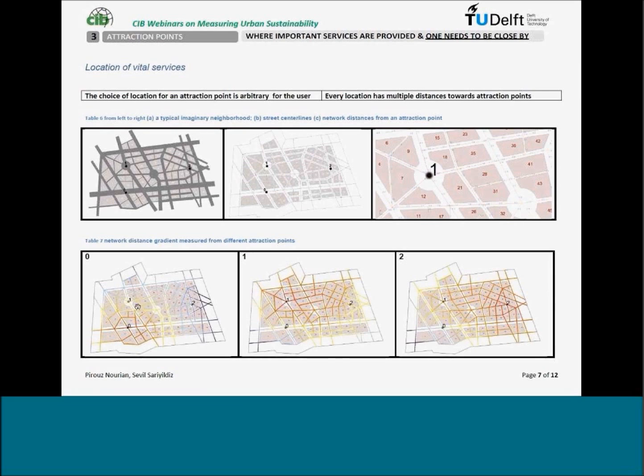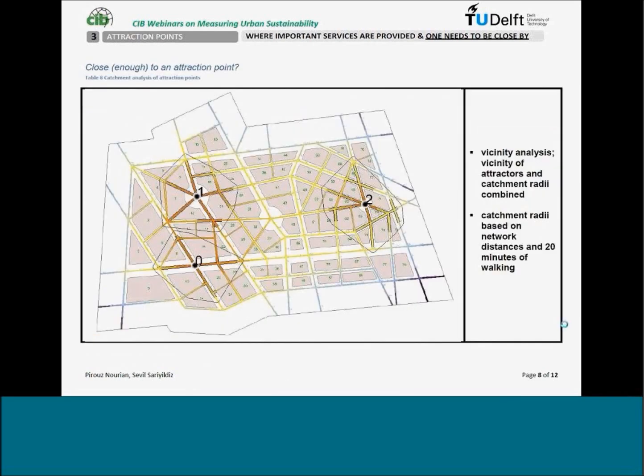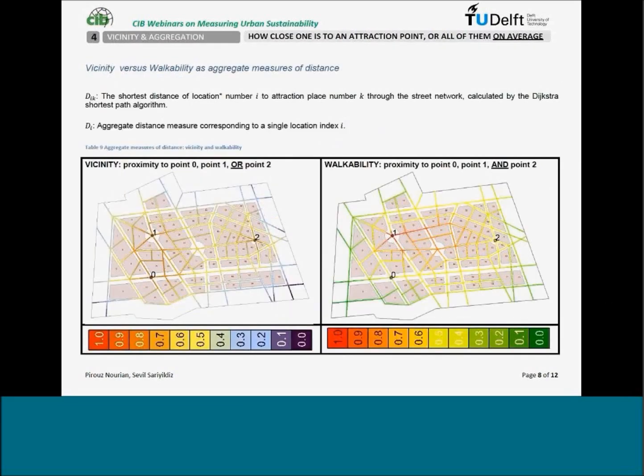We can show the distance of all locations to an attraction point in a colored gradient map as shown in these three pictures, in which the bluer the color, the farther the distance, respectively. And we can, of course, find the catchment enclosures around the attraction point on the network. Then this question arises: how close are we to an attraction point? As you can see, we need an aggregate measure of distance, as in every point. So far we have found 3 distance values towards 3 attraction points. So we need a way of aggregation.